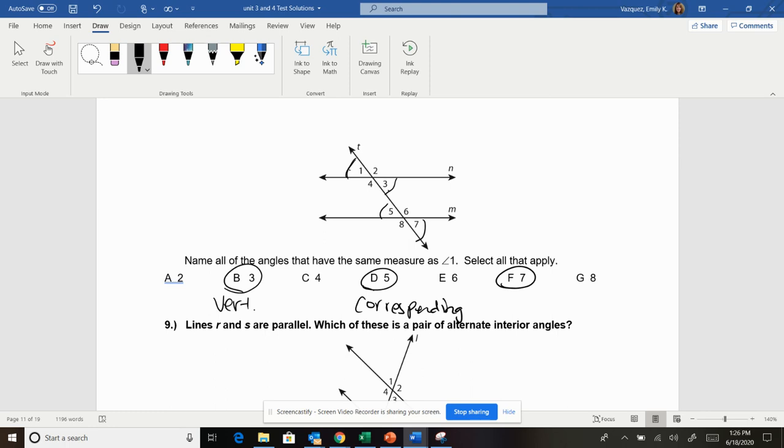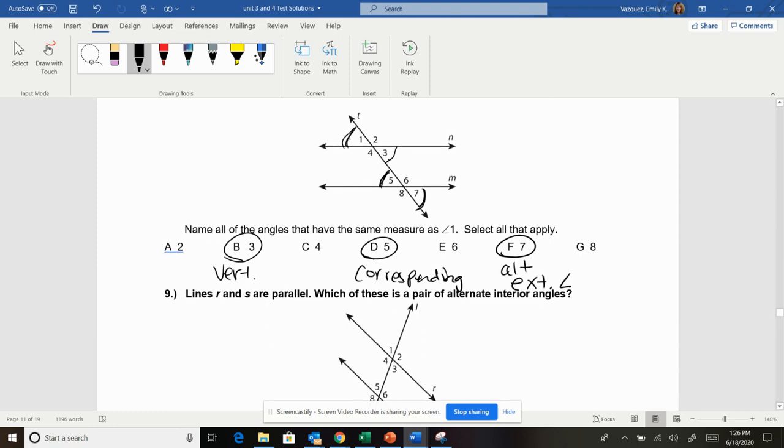You could use a few theorems to do that one. For me, if I know angle 5 is equal, then I know angle 7 is by vertical angles. But if I'm wanting to compare angle 7 to angle 1, that would be by alternate exterior angles. Alternate meaning that you're hopping over that transversal line T, and you are staying exterior, which means outside of N and M. But you can use more than one reasoning for 7 to be correct as well.